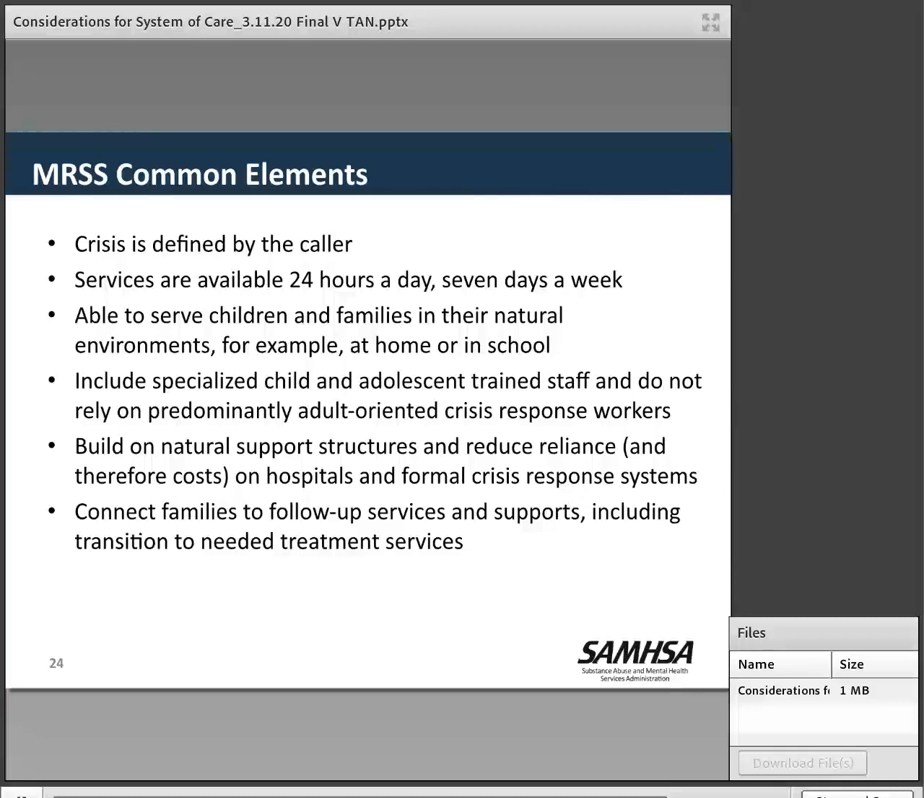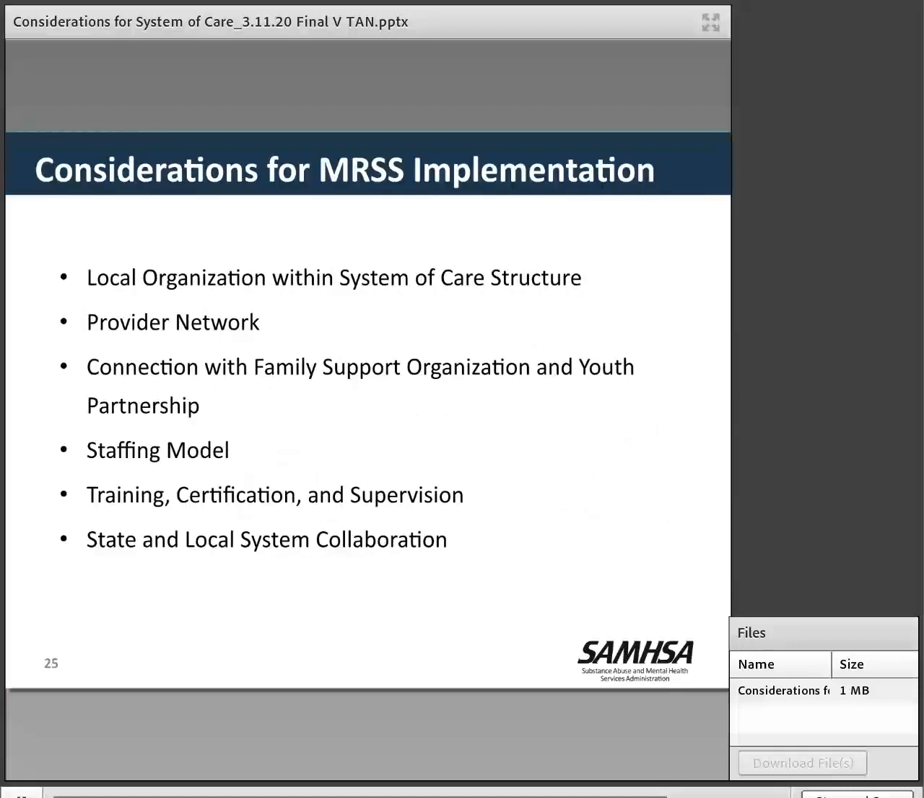You want to build on natural support structures like additional family members, bringing them to the table, and engaging the schools and the communities that the children live in, in order for there to be long-term connections that are so important when children are experiencing behavioral challenges. And some considerations for implementation include local organization within the system of care structure. In other words, you don't want to build mobile response and stabilization independent of other systems reform. It's connected to other reforms.